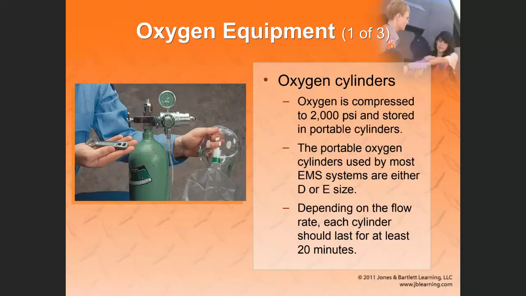All right, now oxygen equipment. As an EMR, you may have to interact with the oxygen cylinder. Now, oxygen is compressed to 2000 psi and stored in portable cylinders. The portable oxygen cylinders used by most EMS systems are either D or E size. So the cylinders that are used on the ambulance are either a small cylinder or a large cylinder. And you have 2 sizes for the small cylinders.